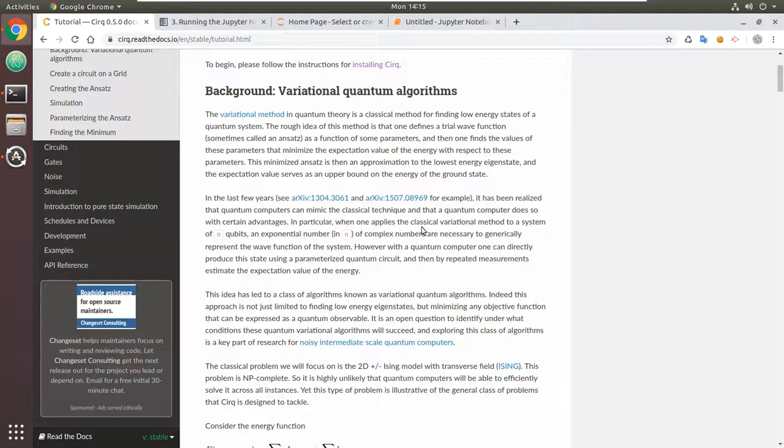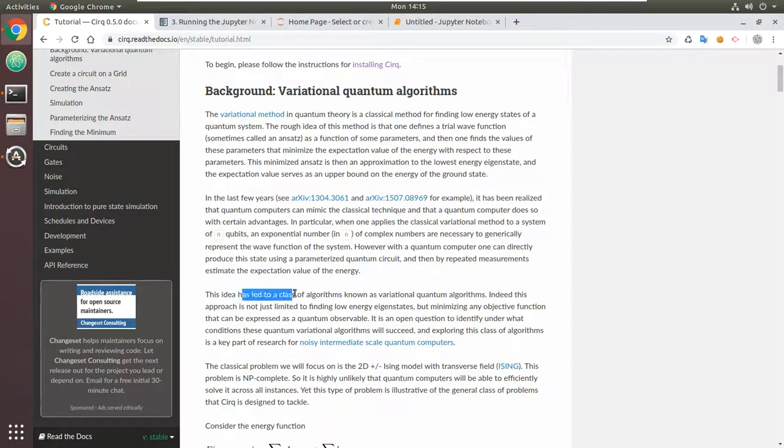So it's been realized that quantum computers can mimic the classical technique, and that a quantum computer does so with certain advantages, in particular when one applies the classical variational method to a system of n qubits. An exponential number in n of complex numbers are necessary to generically represent the wave function of the system. However, with a quantum computer, one can directly produce the state using a parametrized quantum circuit, and then by repeated measurements estimate the expectation value of the energy.